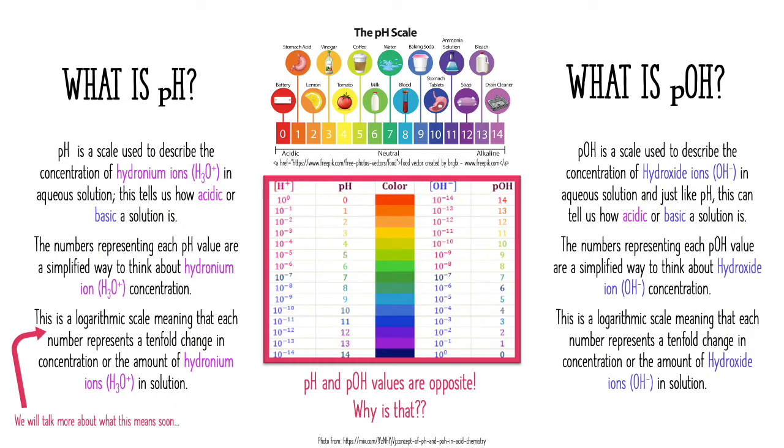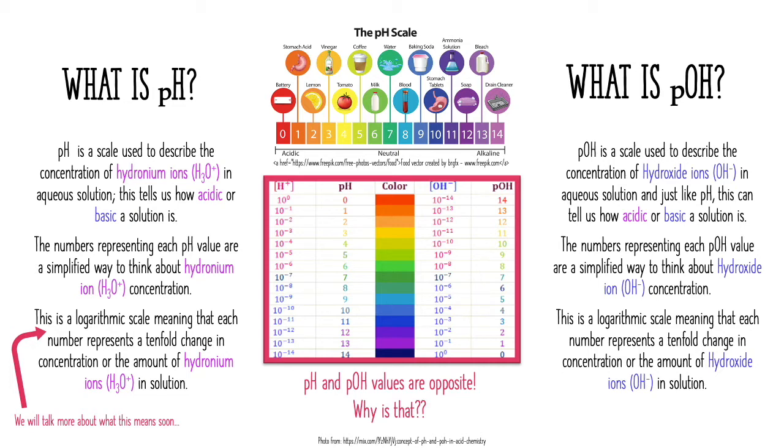So what is pH? pH is a scale used to determine the concentration of hydronium ions in aqueous solution. This tells us how acidic or how basic a solution is. The numbers representing each pH value are a simplified way to think about the hydronium ion concentration. This is a logarithmic scale, meaning that each number represents a tenfold change in the concentration or the amount of hydronium ions in solution. We're going to come back and talk about what that last part means in a little bit.